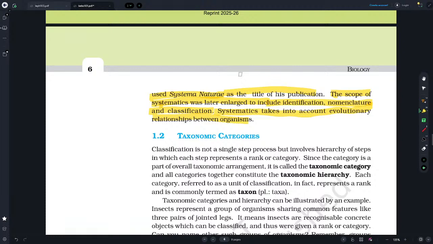Taxonomy included characterization, identification, classification, nomenclature. This was what taxonomy depended on, and now systematics also depends on identification, nomenclature of organisms, and classifying the organisms.